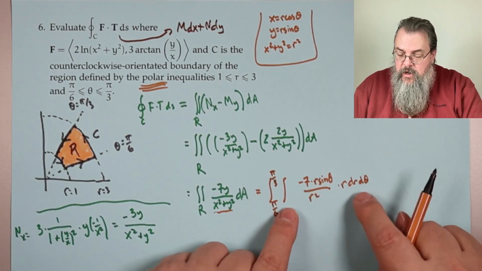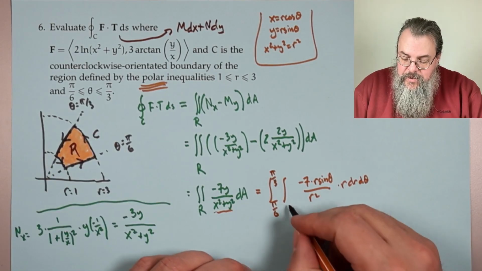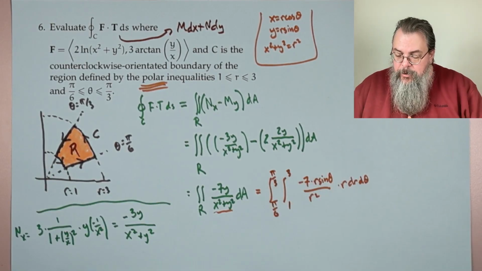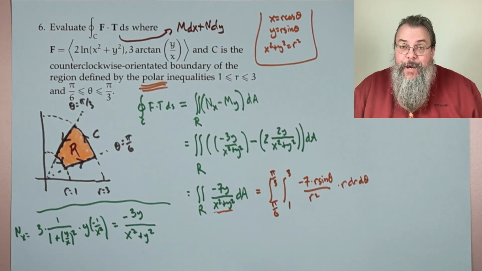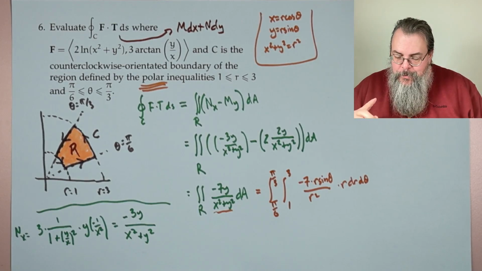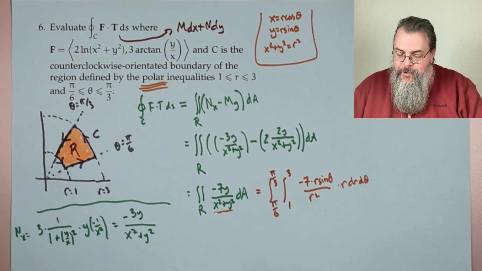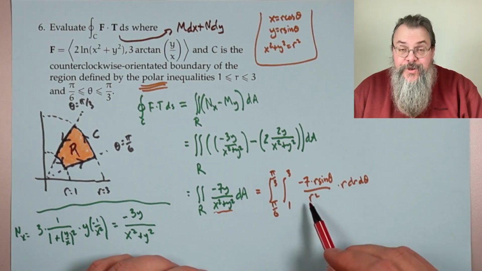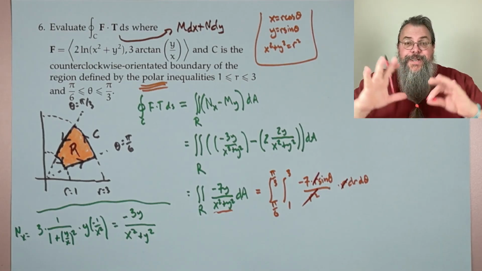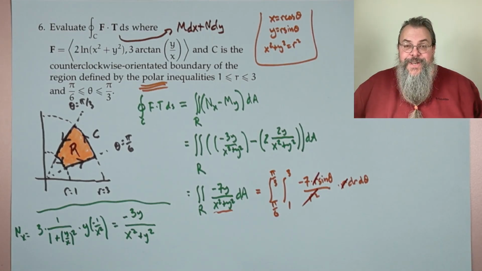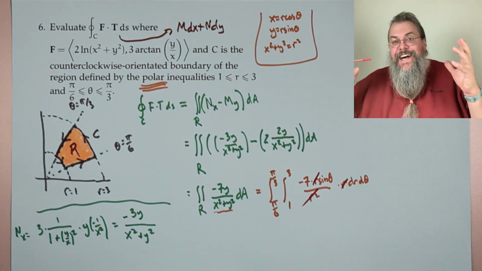Well, what about r? Well, r goes from 1 to 3. All right, well, that's good. Now, watch this. This is fun. What happens? Well, how many r's do we have? We have 2 r's upstairs, 2 r's downstairs. Boom, boom, boom. No more r's. Oh, the r's are gone. Ho, ho, ho, ha, ha, ha.